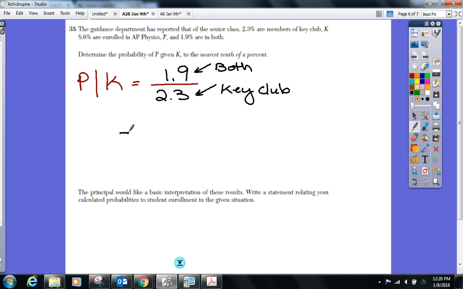Nice job. I just got to figure out 1.9 divided by 2.3. 0.826. 0.869. What's the directions there, Brian? Nearest 10th of a percent. So that's as a decimal right now, though. So what do you have to do to it? Multiply it by 100, then round to the nearest 10th. 82.6%. Nice job.